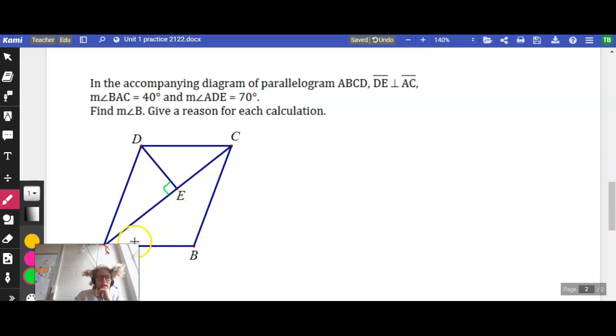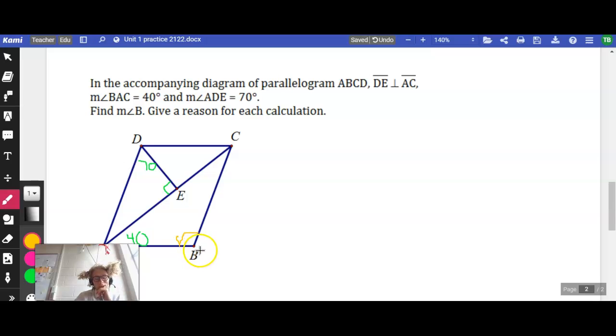Okay, the measure of BAC is 40, and ADE is 70. We need to find the measure of angle B. I'm going to put that in gold because that's my goal. Really wish I had my stylus. Okay, give a reason for each calculation. We need to find angle B.